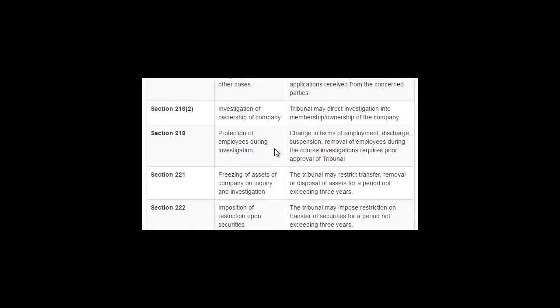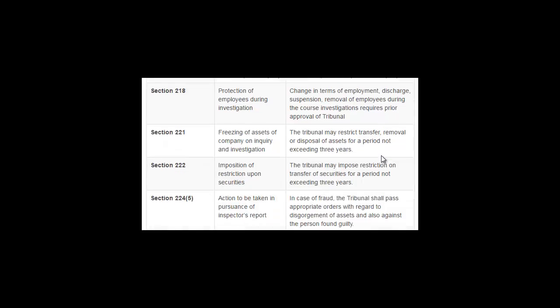Section 218, protection of employees during investigation: change in terms of employment, discharge, suspension, or removal of employees during the course of investigation requires prior approval of the tribunal. Suppose an investigation is being carried on in a company, you cannot remove a person from employment, discharge him, suspend or remove the employees during the course of investigation. If you do so, you will be punished through NCLT. Or, put differently, you have to get prior approval of the tribunal before doing the same.